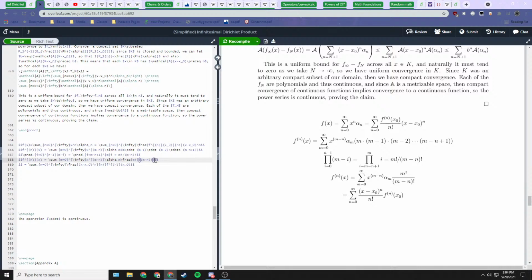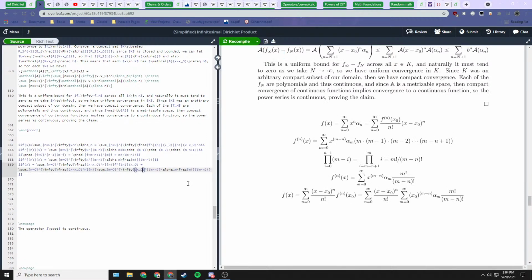And now we can plug this in. So we get f of x is the summation with these nth derivatives. But then if we just put in this nth derivative at x naught, we get this expression. So what we want to show is that we can use this to transfer to a power series. The f of x is going to be equal to this whole summation.